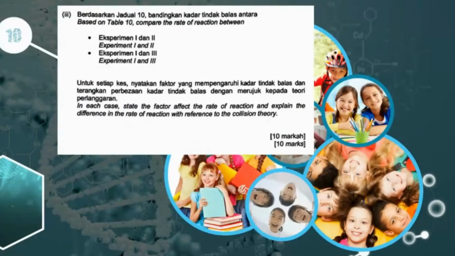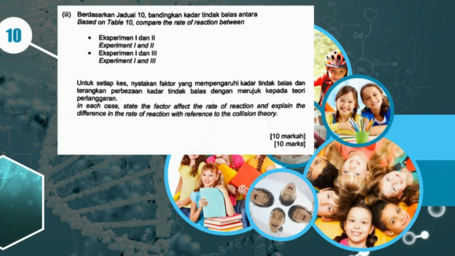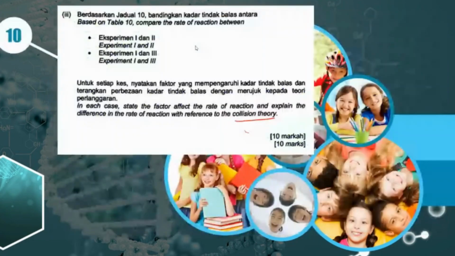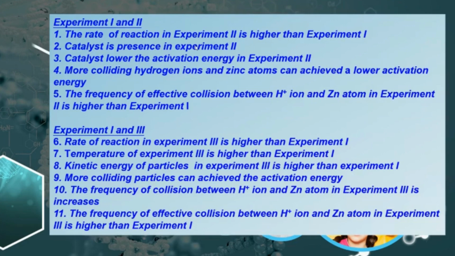Okay, so last question. Based on the table, compare the rate of reaction 1 and 2 and 1 and 3. In each case, state the factor affecting the rate of reaction and explain the difference in the rate of reaction with reference to the collision theory. So again, 1 and 2 and 1 and 3. I think we already discussed this just now, so we can directly discuss together. So 1 and 2 first.